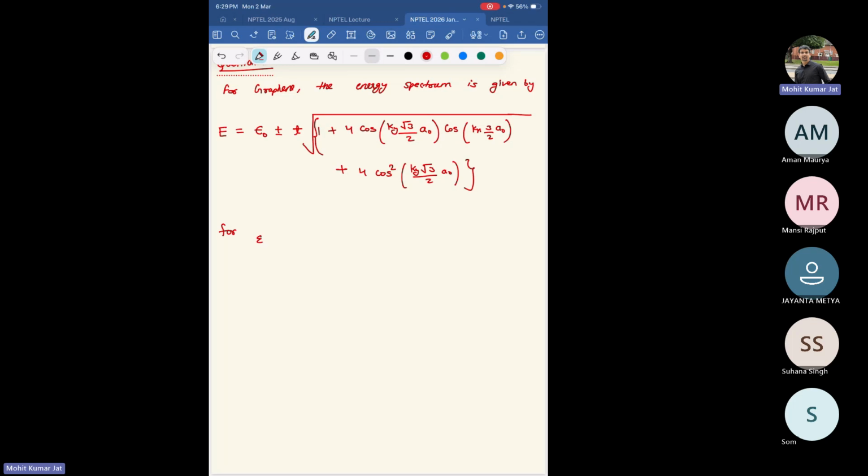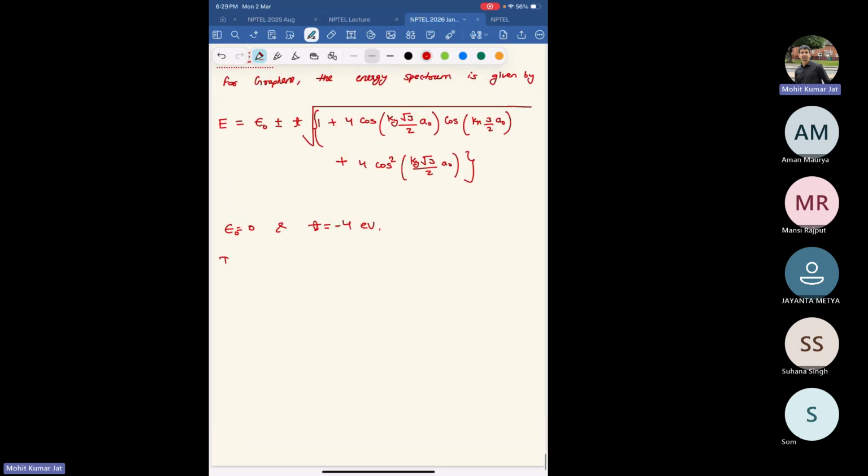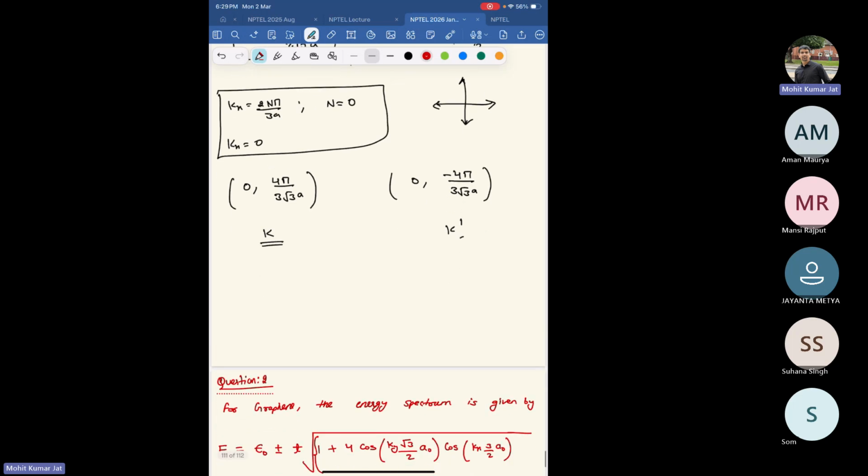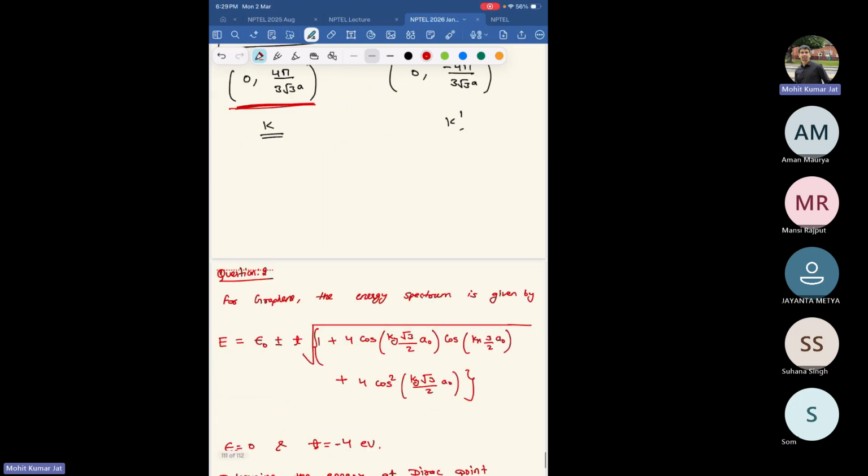Now the condition is given that E naught equals 0 and T equals, let's say, 4 eV, or minus 4 eV. Then in that case, determine the energy at the Dirac point. And the Dirac point we estimated, right? 0 and 4 pi by 3 root 3a.